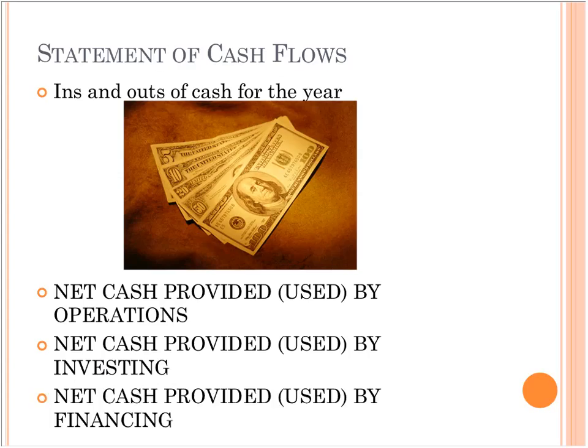The third and final financial statement is the statement of cash flows. This tells us the ins and outs of cash. This statement is not on the accrual basis of accounting, and rather this statement just tells us the cold, hard cash that came in during the year. This statement is divided into three major components: net cash provided by operations, by investing, and by financing.